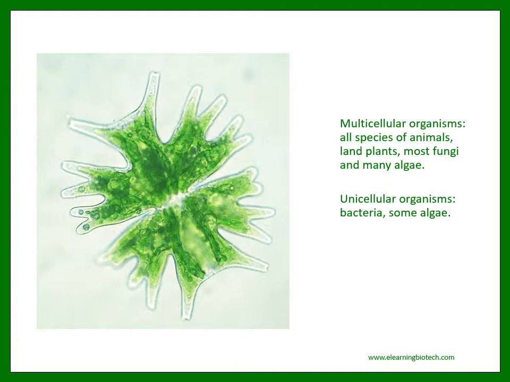Now, like with everything else, some have a lot, some a little. Multicellular organisms have multiple cells and include all species of animals, land plants, most fungi, and many algae. Unicellular organisms have just one cell and include bacteria and some algae.